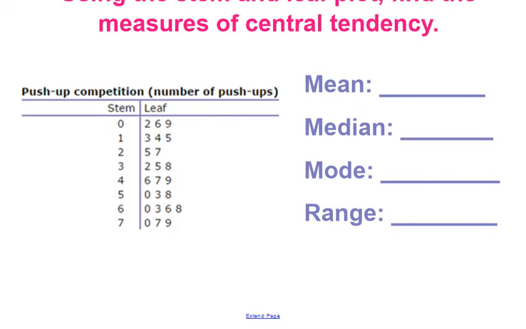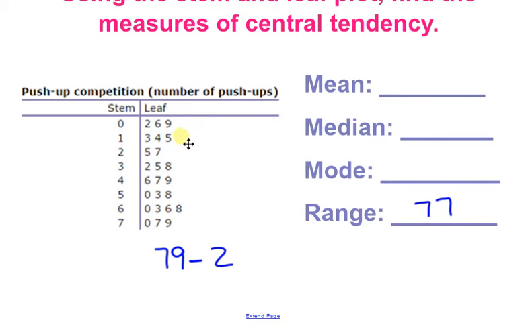All right, let's look at another example here. This time we have a push-up competition, and these are the number of push-ups that people were able to do. It ranges all the way from 2 to 79. Well, that answers the first question. What is the range? My highest number is 79, and my lowest number is 2. So 79 minus 2 is going to be 77.